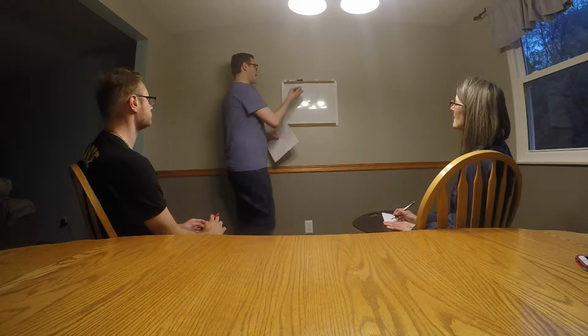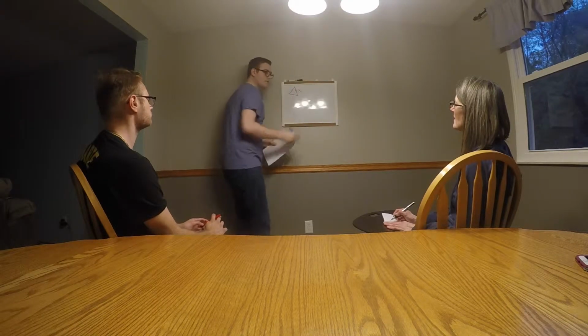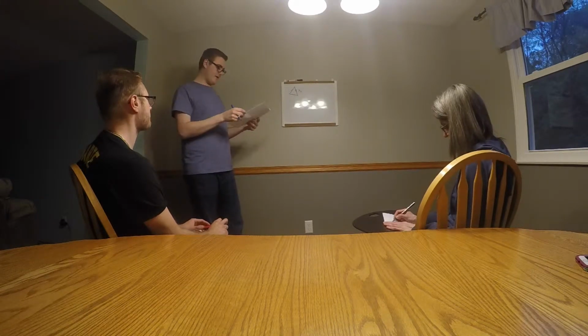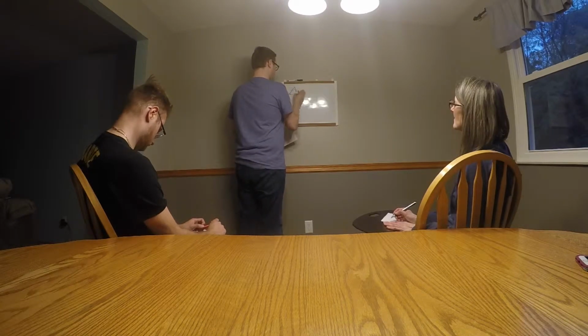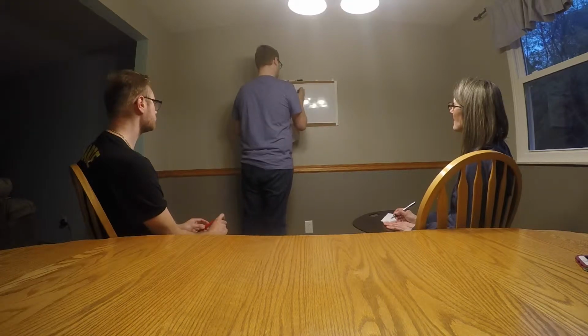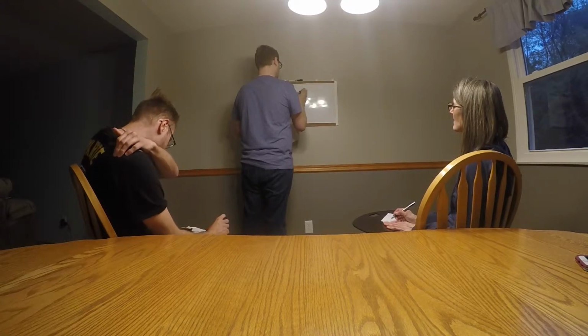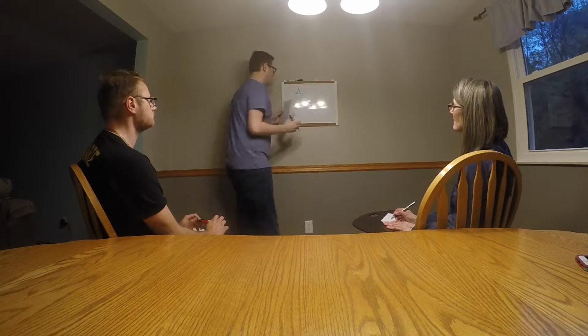So if this side was 7 inches, then all the other sides would be 7 inches, okay? Let's say we had a triangle that looked like this. That's not equal.